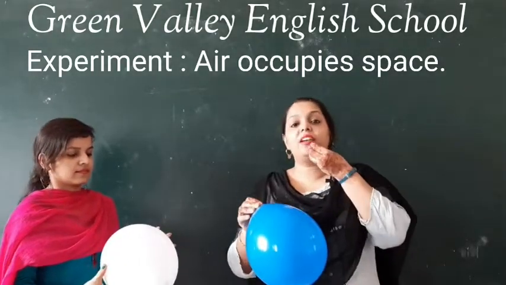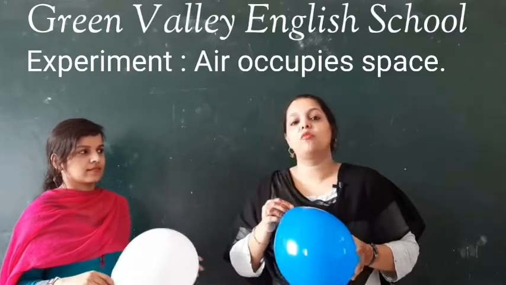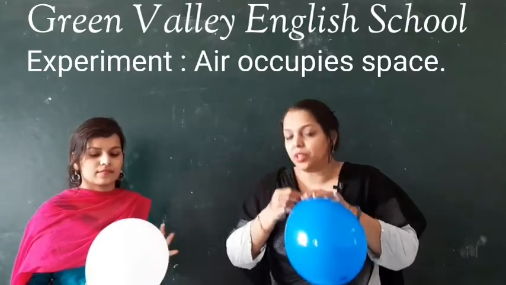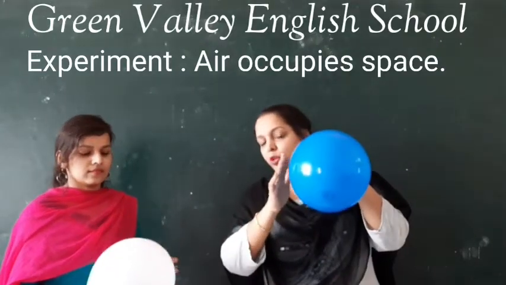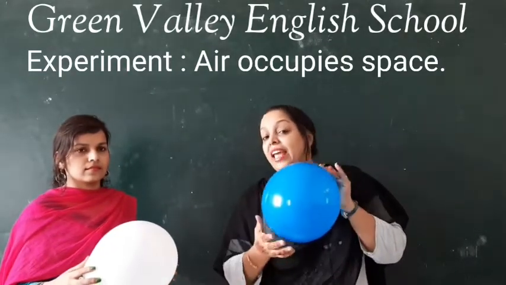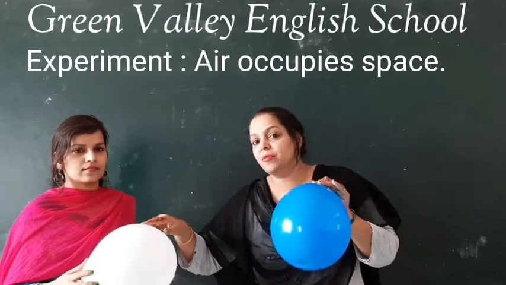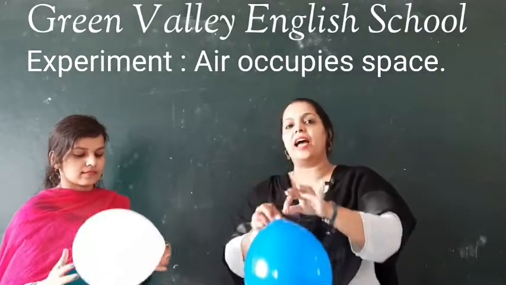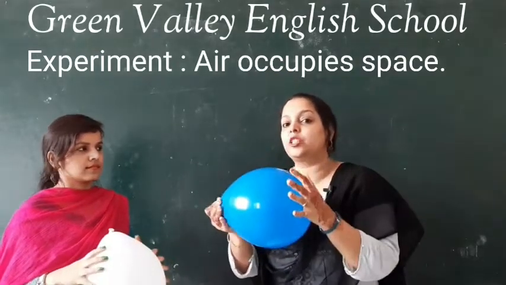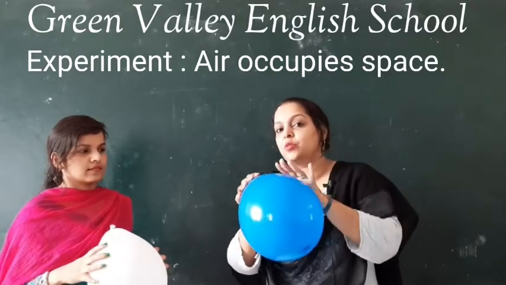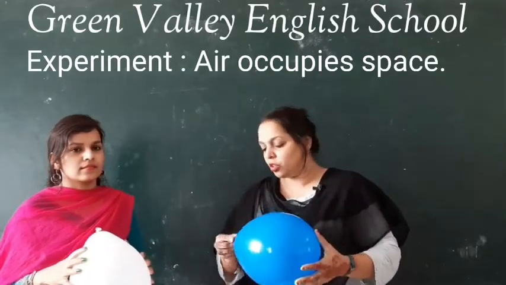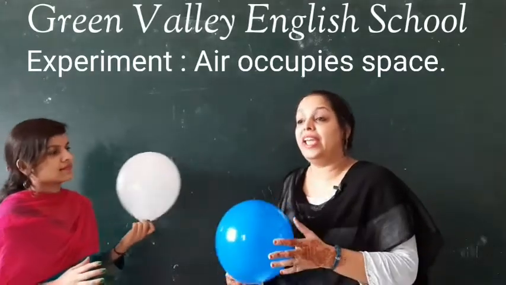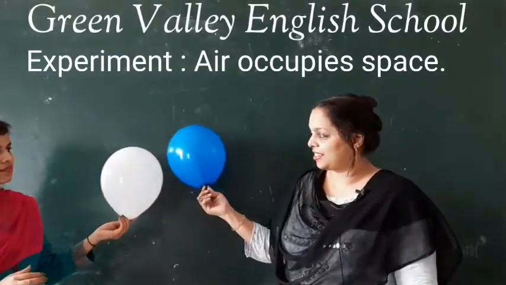Okay. What did we blow in this? What was that? Air. We blew air. Now what is inside balloon? Air. Now I have tied this balloon and I have caught the air in this balloon. What is caught in this balloon? Air. So this is the experiment that shows air occupies space.